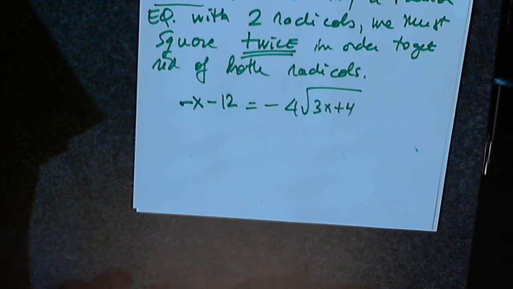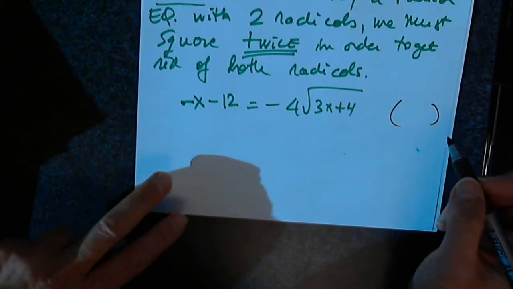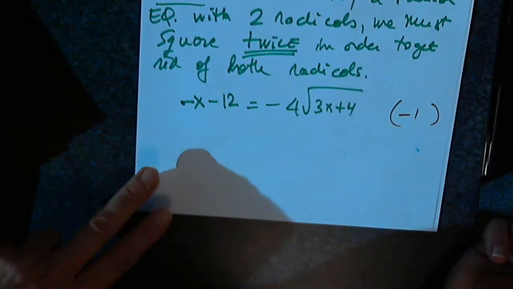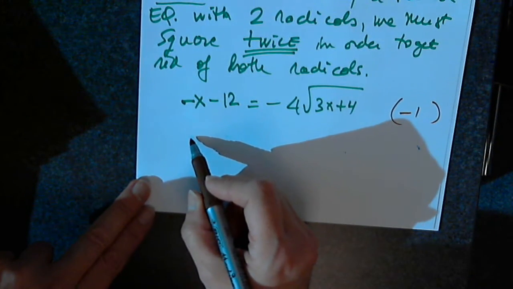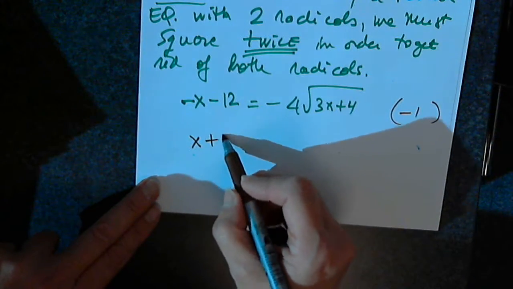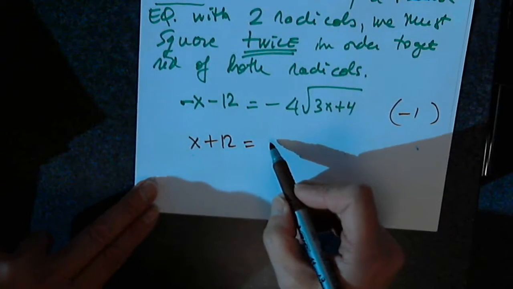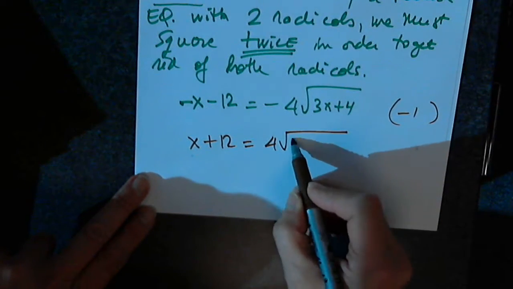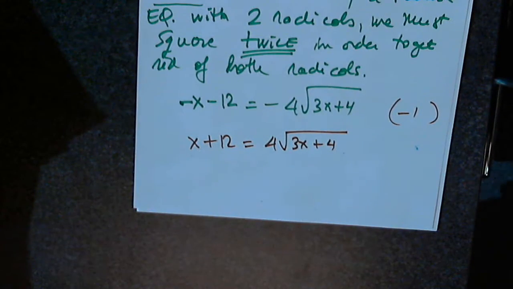Okay. Now I see 3 terms that are negative. I want to get rid of that. Too many negatives. So what should I do to both sides to get rid of the negative sign? Divide or multiply by negative 1. So negative x times negative 1 is... negative 12 times negative 1 is... negative 4 times the square root times negative 1 is... okay. What now?